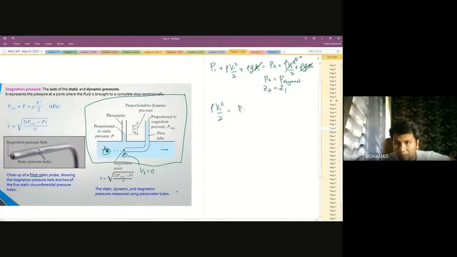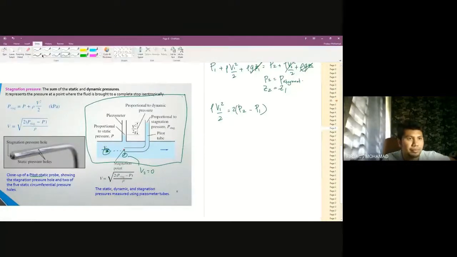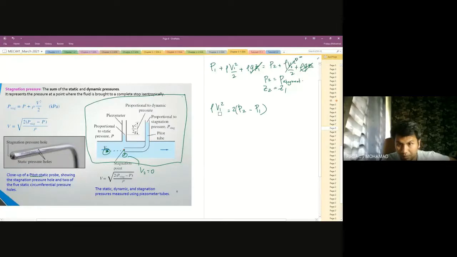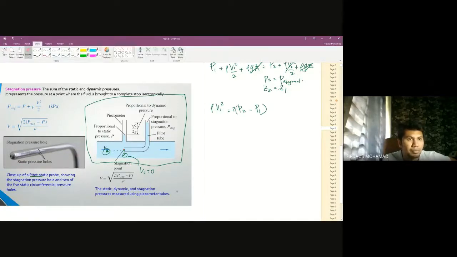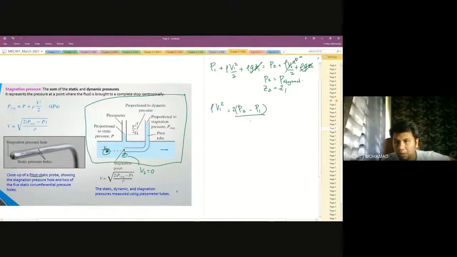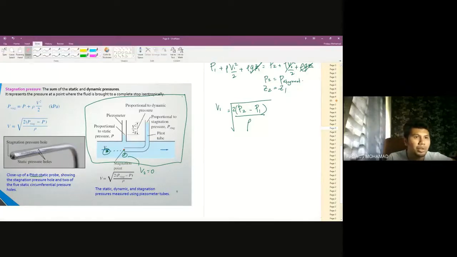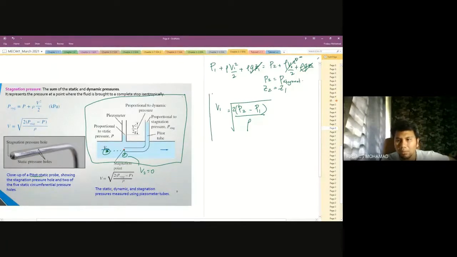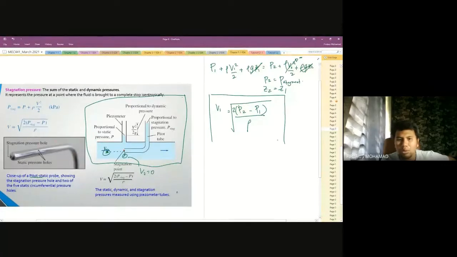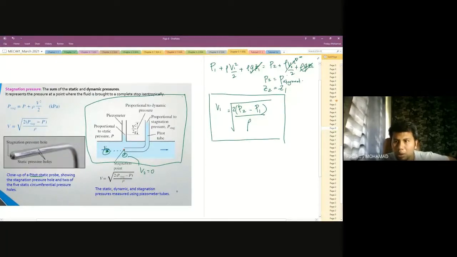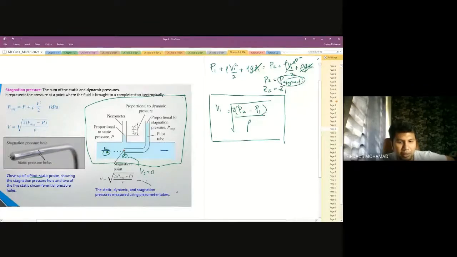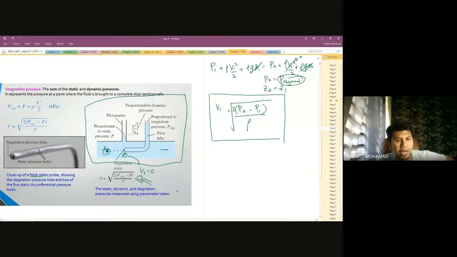P2 minus P1, times 2, divided by rho, square root. Okay, so this is how to find the velocity based on the pitot tube, where P2 is P stagnant. So this equation. Can? Understand?